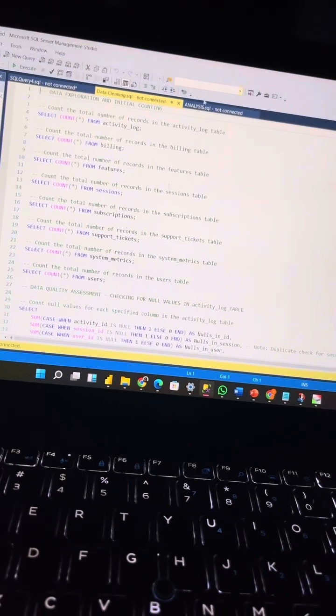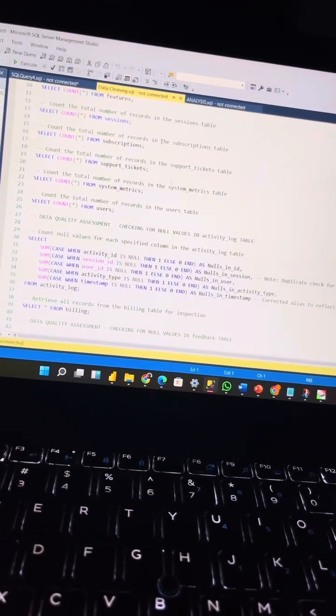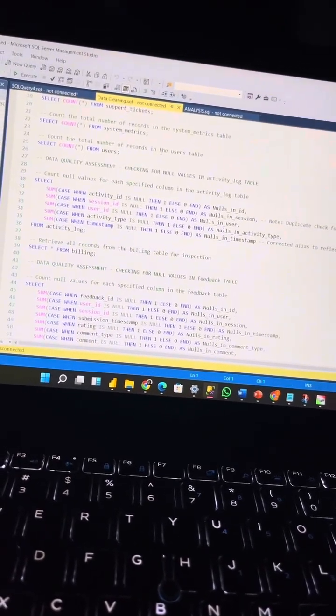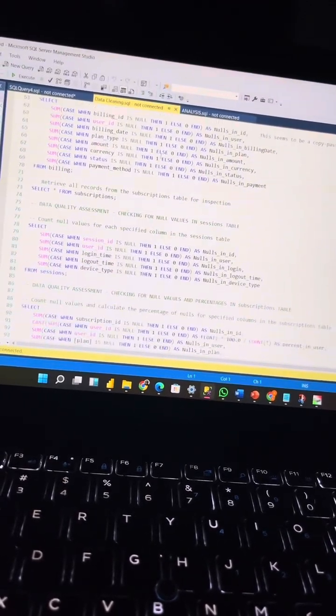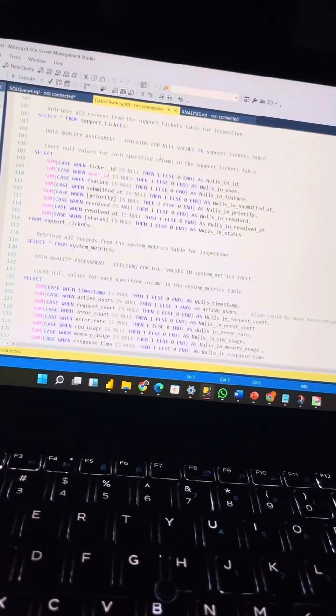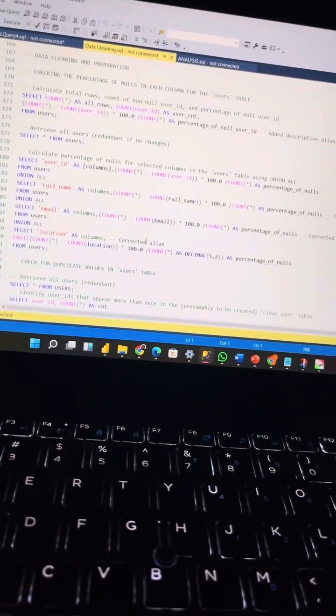Okay, this stage was the data profiling stage, where we counted the rows on each table and checked for null values. We checked which columns have nulls, so it will be easy for us.